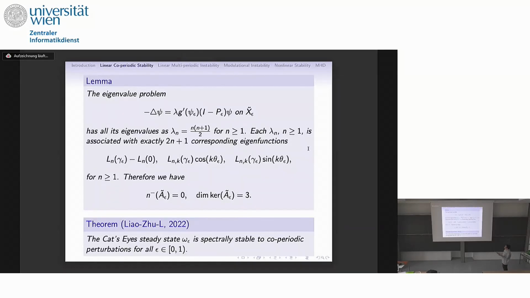Now, if there's no zero direction for the quadratic form, then by using this Hamiltonian formulation, we know immediately it's spectrally stable for perturbations of the same period, the 2 pi period. So here we take just one period, 2 pi, because only this case is stable.